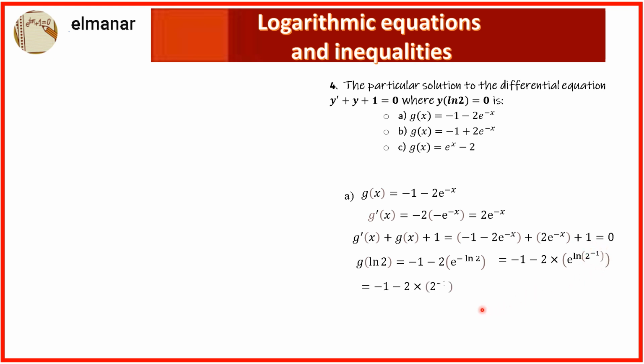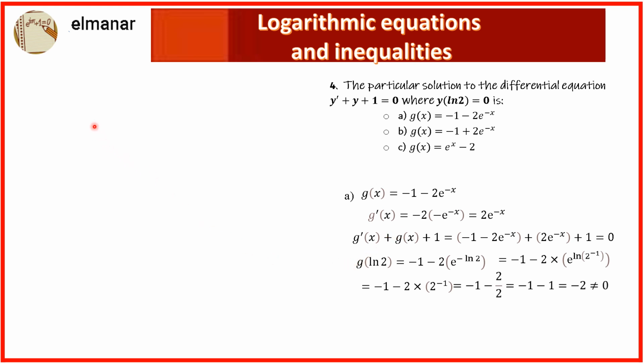Here, the natural log cancels out with the exponential, leaving me with negative 1 minus 2 multiplied by 2 to the power of negative 1, which equals negative 1 minus 2 divided by 2. That gives us negative 1 minus 1, which equals negative 2. This is different from 0. So the second relationship is not satisfied, and consequently, this is not a solution to the differential equation y prime plus y plus 1 equals 0, such that y of the natural log of 2 equals 0.